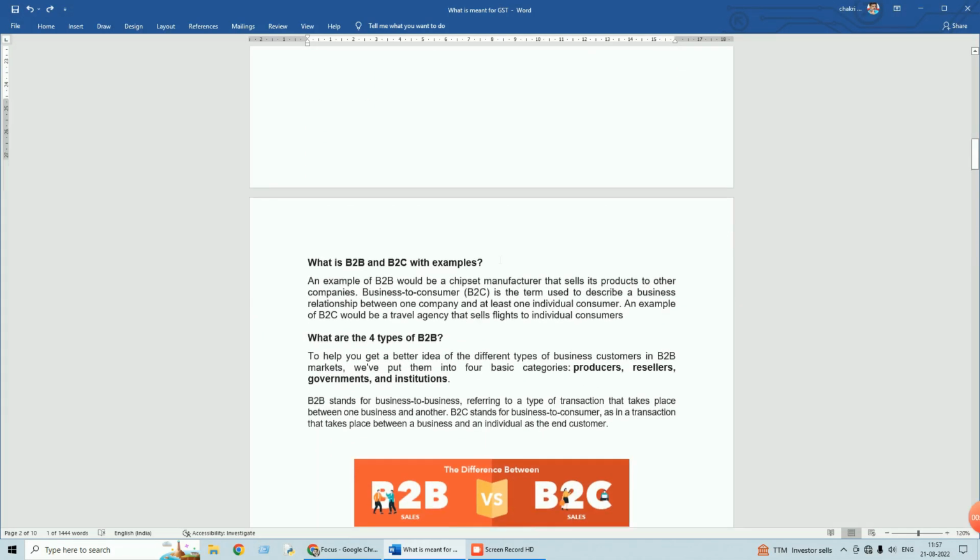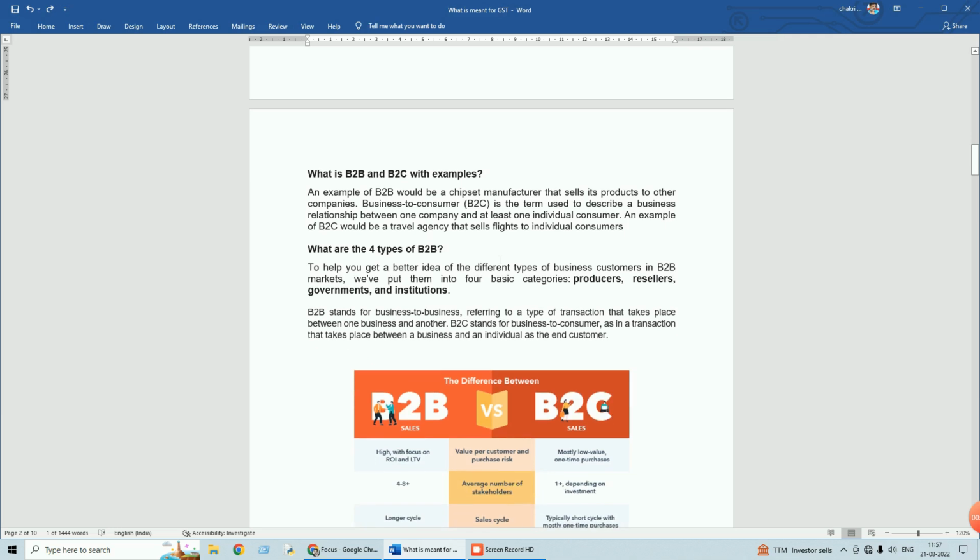Now again in GST there are two types of customers. One is B2B and the other is B2C. B2B means you can treat it as a manufacturer or a registered dealer. B2C means it is a one-time customer. You can describe it as a one-time customer.